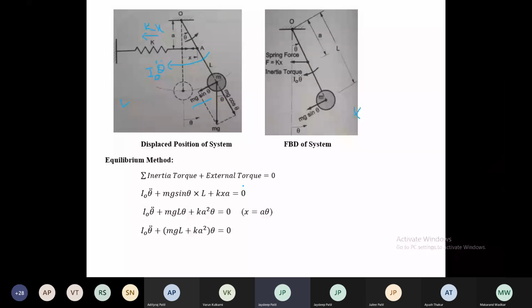Now you have to divide throughout the equation by I_O. You will get the final equation: theta double dot plus (mgl plus k a square) upon I_O theta is equal to 0. Okay, now for this you have to write down: this is the equation of motion to find out the frequency of the given system. I have to compare this equation with the equation of simple harmonic motion.